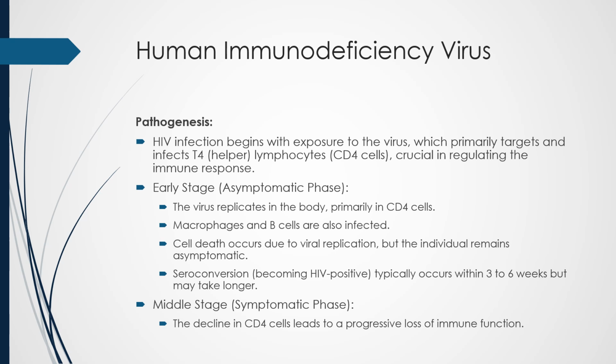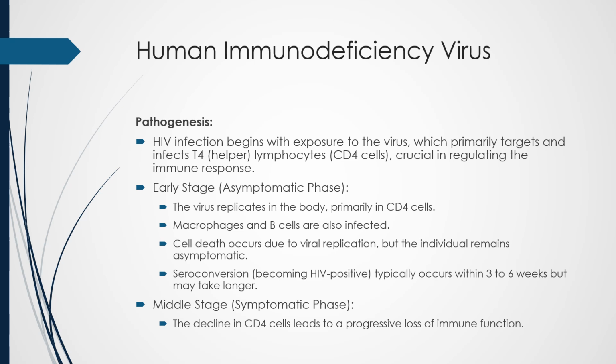Seroconversion, which is becoming HIV positive, typically occurs within 3 to 6 weeks, but may take longer. After seroconversion, virus levels in the blood decrease, leaving HIV antibodies detectable in serum. The virus migrates from blood to tissues, infecting CD4 cells and lymphoid tissue. Continued CD4 cell destruction results in the virus spreading into the bloodstream again, targeting remaining CD4 cells.